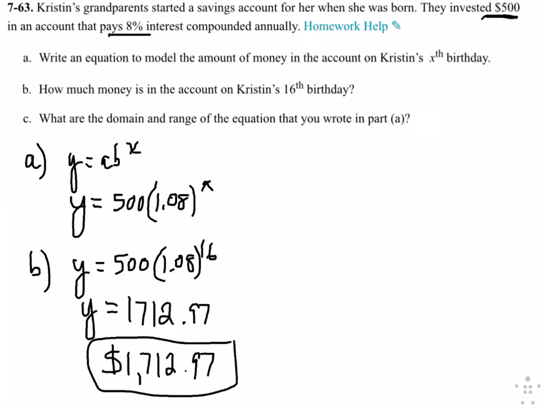Okay, and then C says, what's the domain and range of the equation that you wrote in part A? So for C, right, the domain means what values can you put in for X. And X represents years, right? X represents yearly compounding. So it would be integers greater than, well, we could put 1 in. We could actually put a 0 in to find out how much the original amount. So I would say that it's greater than or equal to 0.